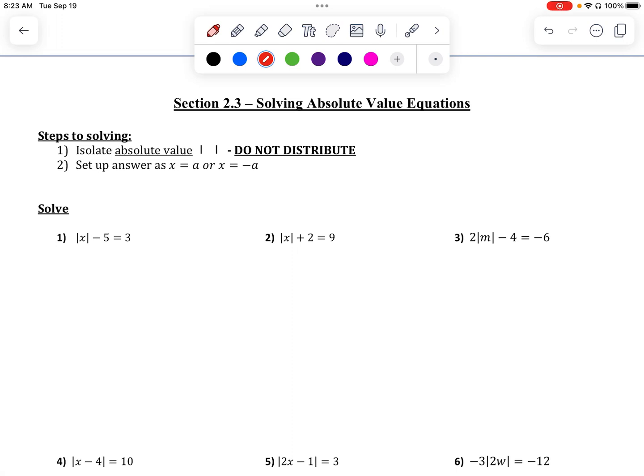Hey everyone, today we're going to talk about solving absolute value equations. So an absolute value, as you can see, has two little bars around an x. What this stands for is the absolute value means the distance a number is from zero.